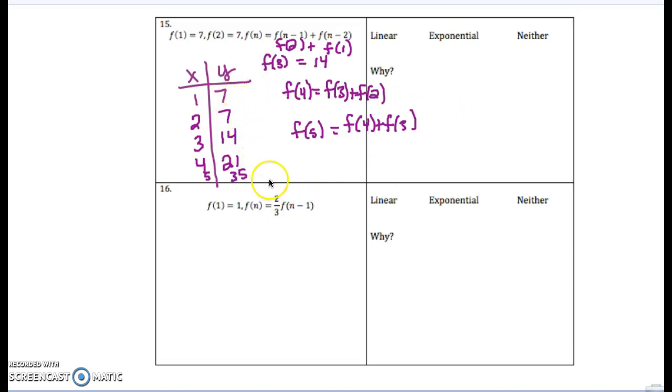You are adding the two previous. We can tell immediately we're not going up by the same amount, and we're not multiplying by the same number, so this is a neither.